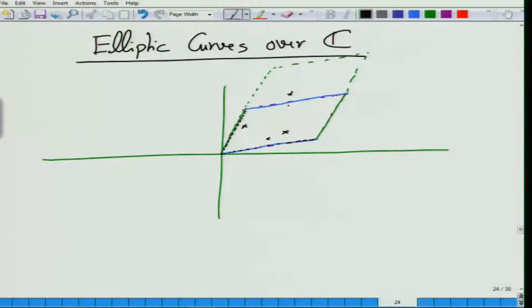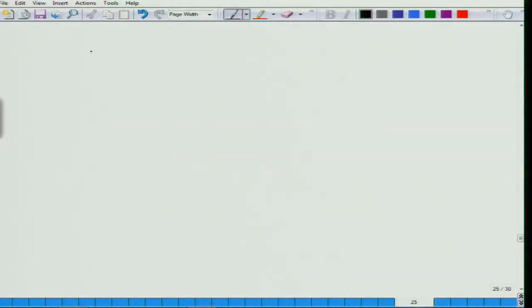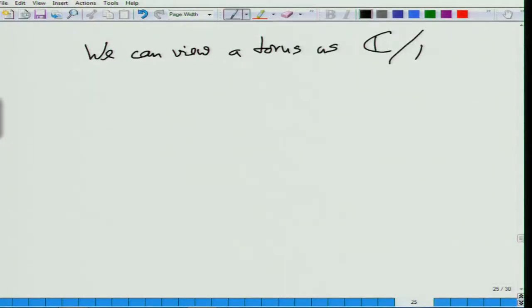Yeah. So essentially, when you look at this structure, you can think of it as a lattice on the complex plane. Right. So consider this, let's say, as omega 1, and this as omega 2. Then you can define a lattice to be m omega 1 plus n omega 2, with m, n in Z, which are integers. All points that come out of such linear combinations form the lattice. So every point at the corners of such pieces will be in the lattice, right? And then the torus can just be viewed as the complex numbers quotiented with this lattice.